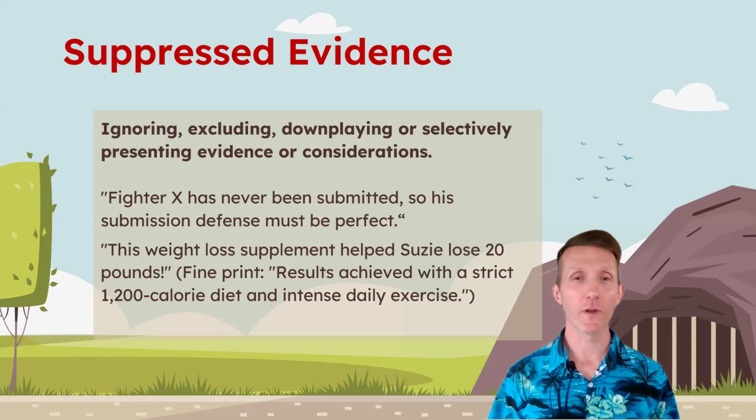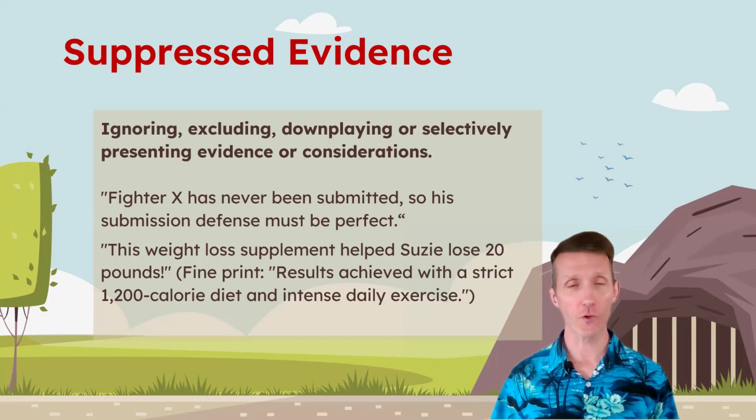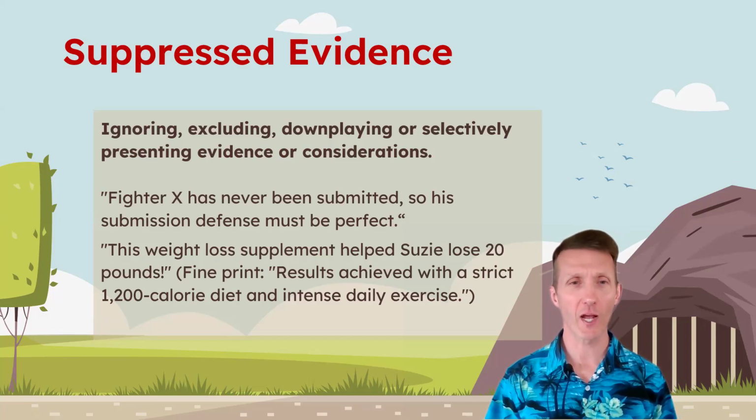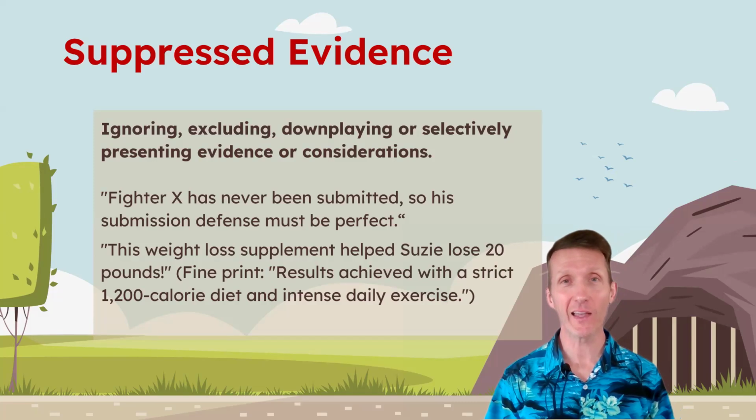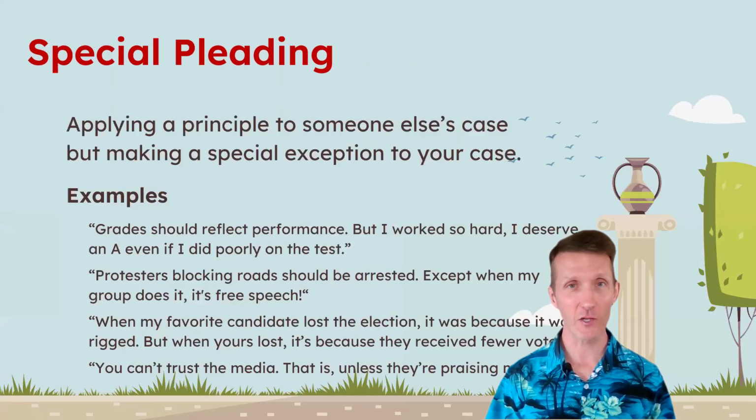This weight loss supplement helped Susie lose 20 pounds. You can see that in an advertisement. And in the fine print you read, results achieved with a strict 1,200 calorie diet and intense daily exercise. So you're suppressing that, which would allow the person considering the argument or the claim the proper context to evaluate it.